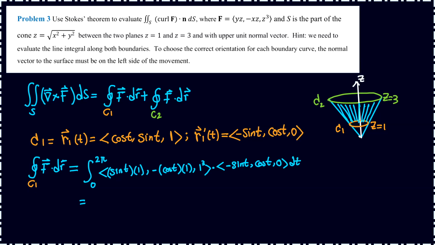So let's rewrite this integral, 0 to 2 pi. Multiply sine t with negative sine t. That's going to give you negative sine squared t. Here we have negative cosine t times cosine t, negative cosine squared t. And 1 times 0 is 0, so that's it. All right, we can take out a negative from the integrand.